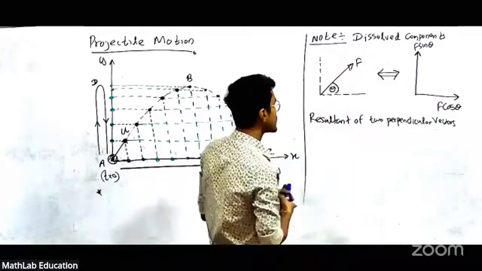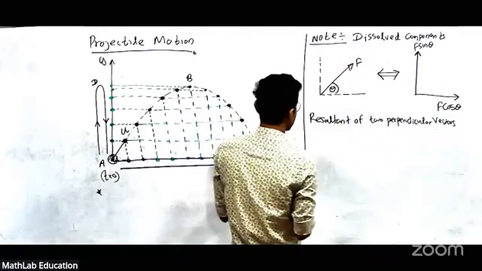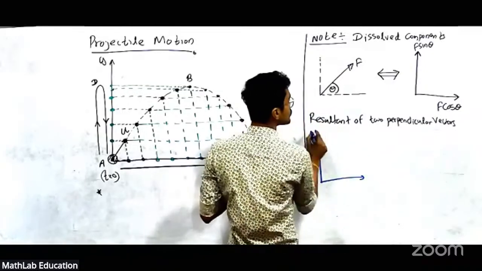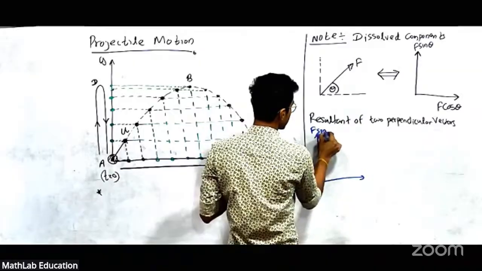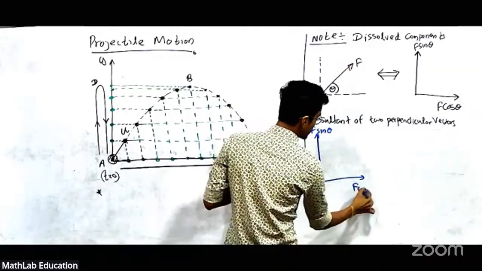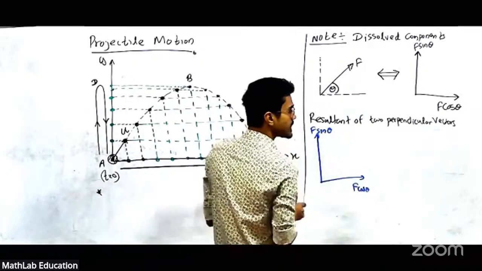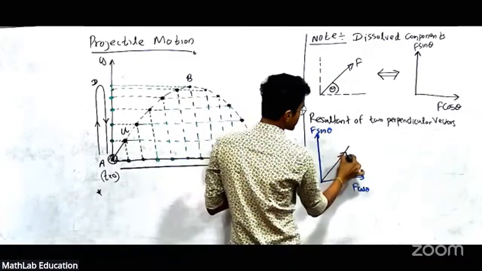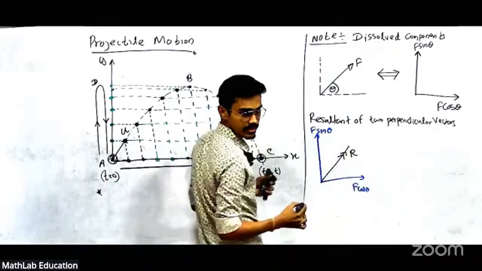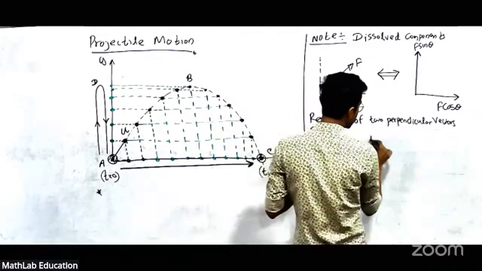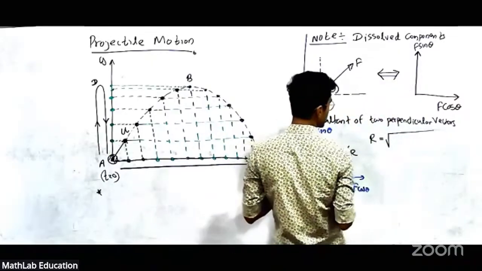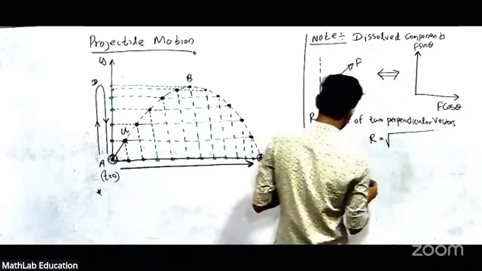So the resultant of two perpendicular vectors, look at here. Now F sin theta and F cos theta are always acting in between, right? So let's say this is R, the resultant. Look at the board first: the resultant is given by root x squared plus y squared.